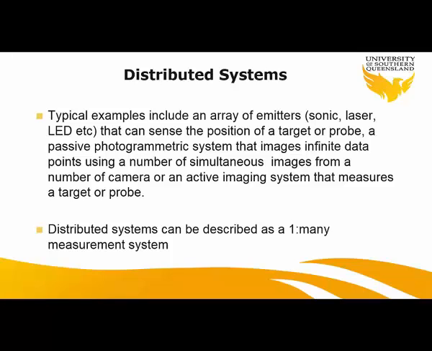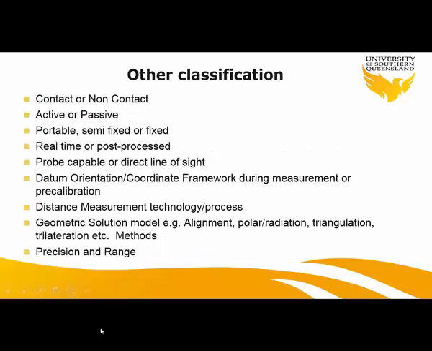So this method can be named as one-to-many measurement rather than one-to-one. You take an image once and then you can get the coordinates of the points all in one image. Another example would be the laser, LED or sonic system. Again, you can have emitters that emit the signal, or take the image in photogrammetry, and then you get the coordinates later on based on the relationship between the camera station and the points in the images.